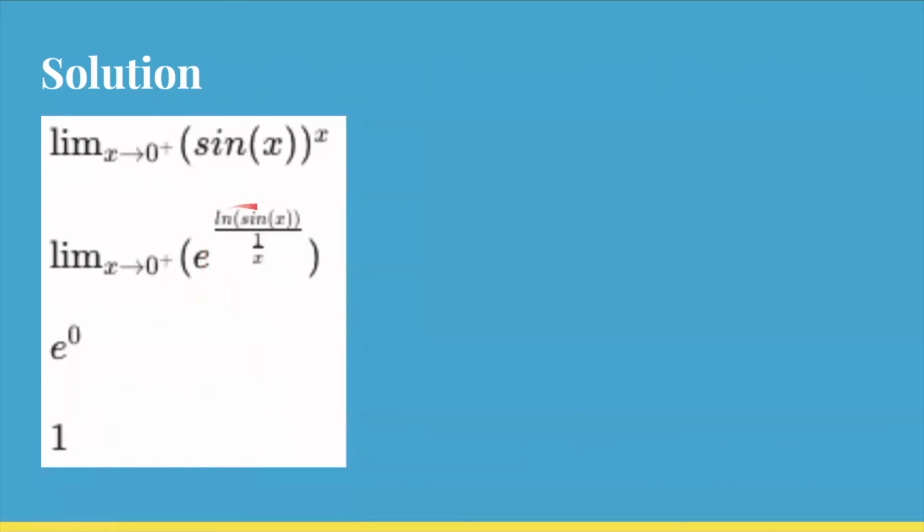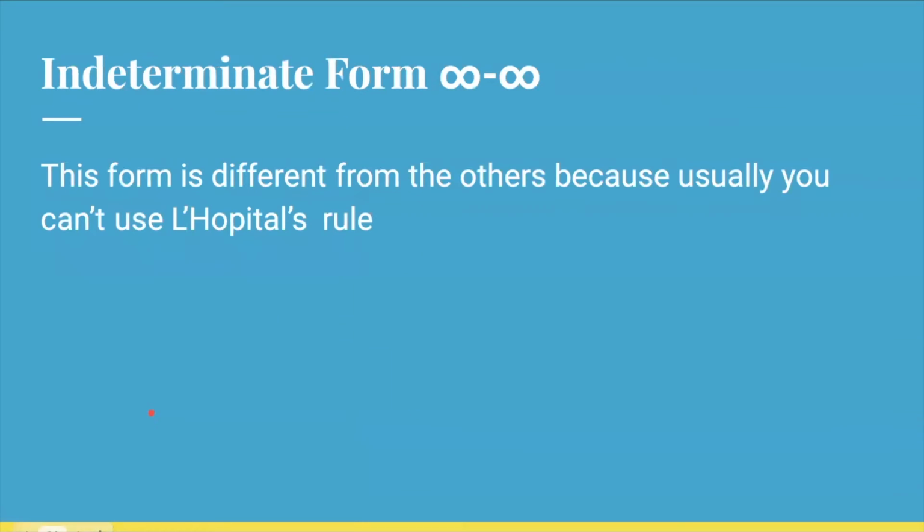All right, so we solved that this limit is equal to 0. Plugging that into our original expression, we'll get e to the power of 0, which is 1. Okay, so now this is the last indeterminate form, infinity minus infinity. And it's a little different from the others because usually you can't use L'Hopital's rule.